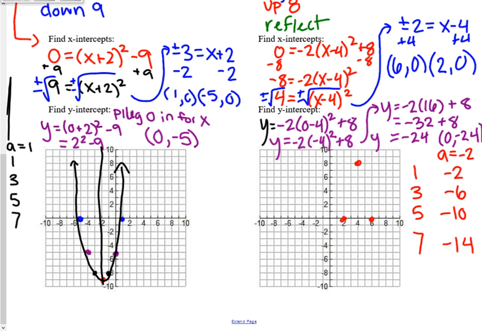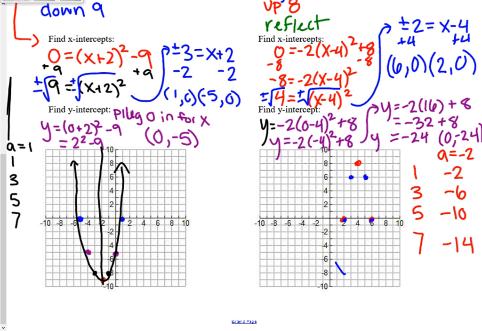So starting from my vertex, that tells me I need to go 2 down and 1 to the right, 2 down, 1 to the left. That's going to give me my first point. Then I would go 6 down, 1 to the right. I'd go 6 down, 1 to the left, and that's going to give me my next two, which end up on this one being those x-intercepts.